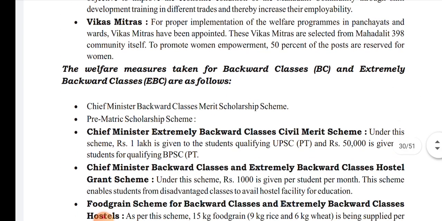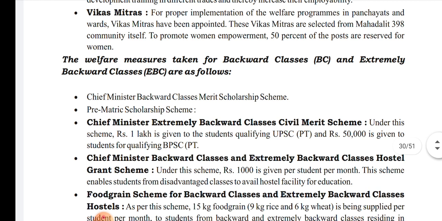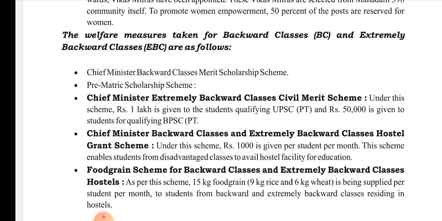And then we have the welfare measures taken for the backward class and extremely backward class, as follows. So there are again different welfare measures for the backward class and the extremely backward class. And then we have the Chief Minister Extremely Backward Class Civil Merit Scheme, and under this scheme rupees 1 lakh is given to a student qualifying UPSC PT, and rupees 50,000 is given for a student qualifying BPSC PT.